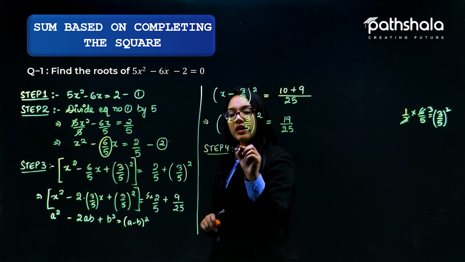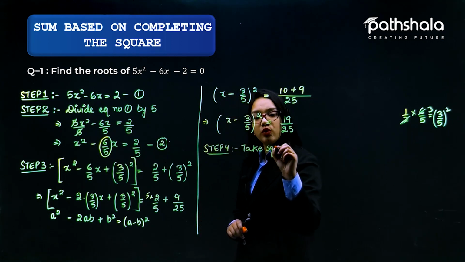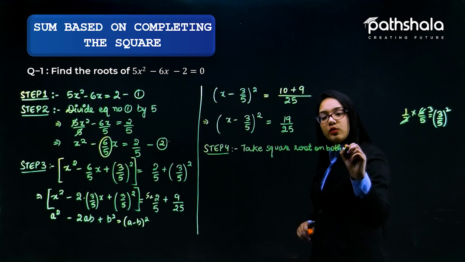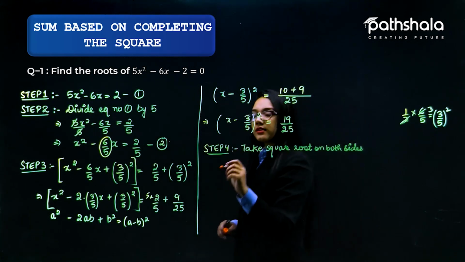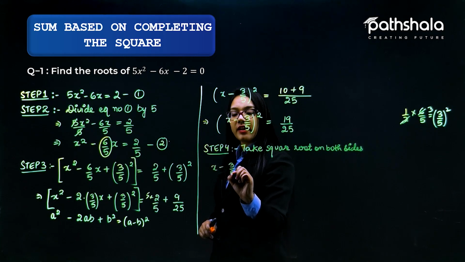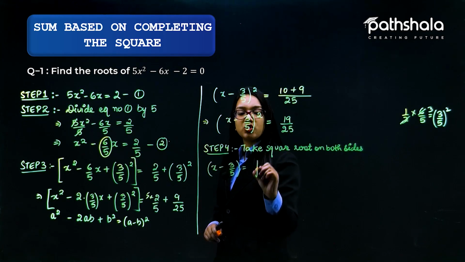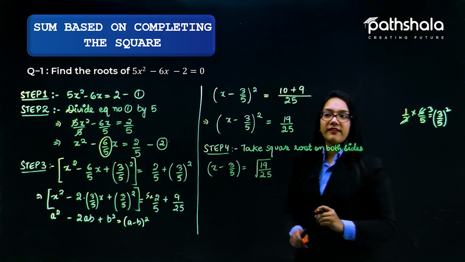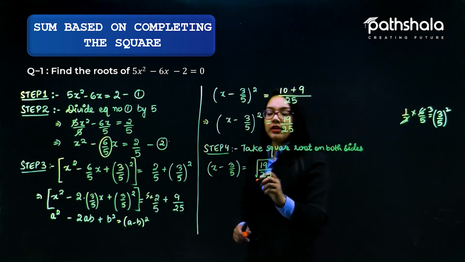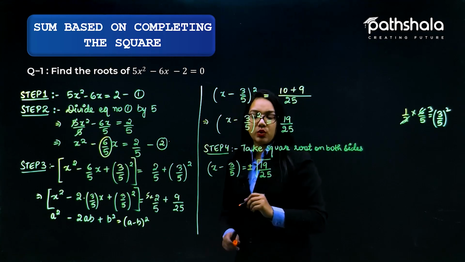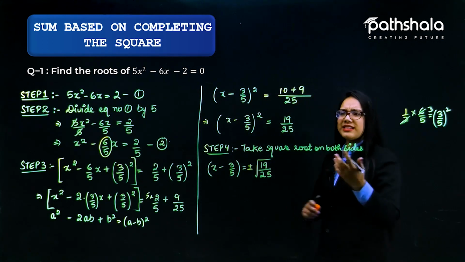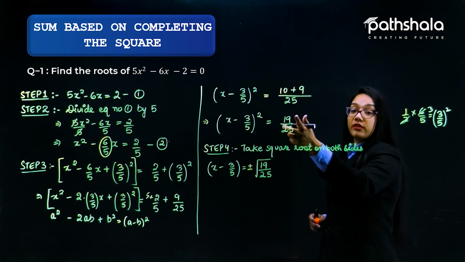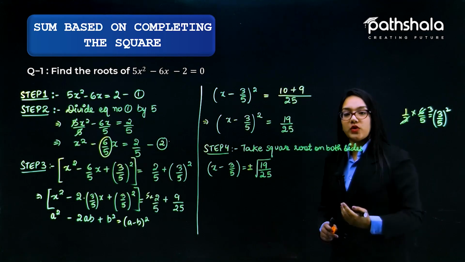Step number 4 is to take the square root on both sides. If we take the square root on both sides, we get x minus 3 by 5 equal to the square root of 19 by 25. If we are taking the square root, then definitely a plus minus sign would come with it. We can say that we have taken the square to the other side, so it would be of the form of a square root, and it will have two signs, positive as well as negative.